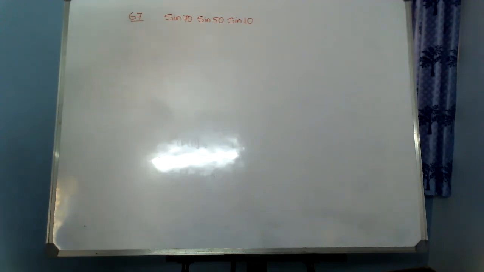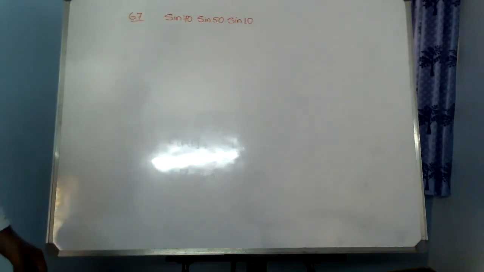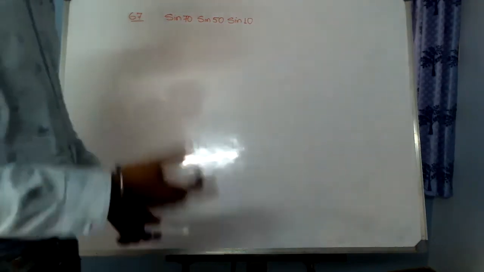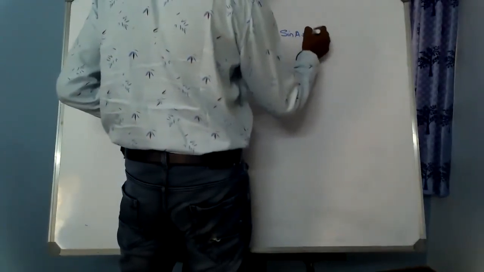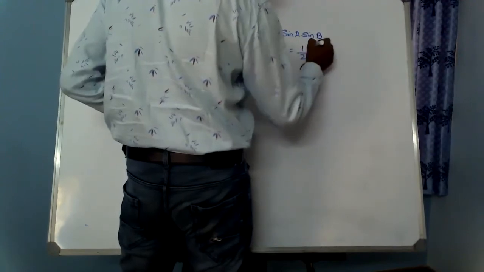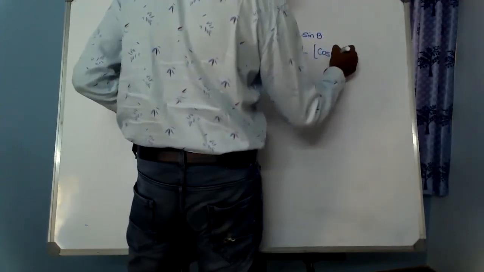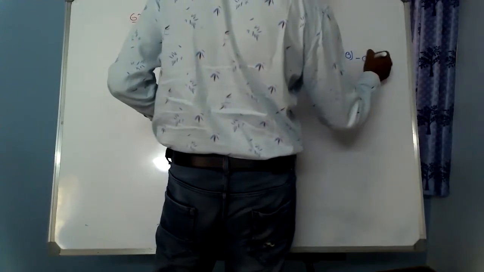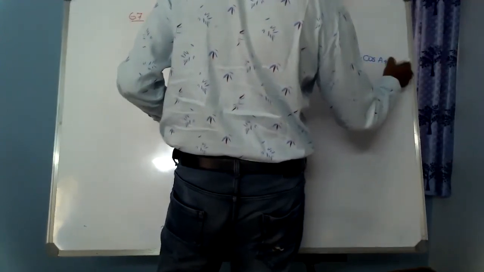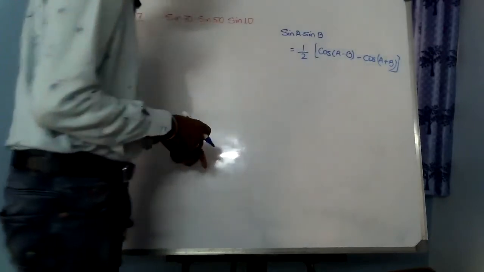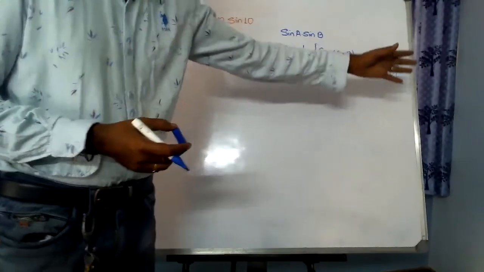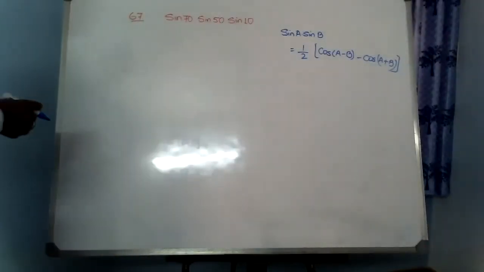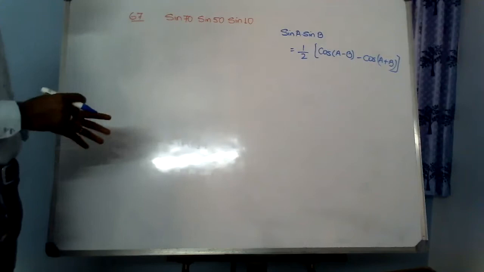We do have the sine A into sine B formula, right? What is that formula? It's half cos A minus B minus cos A plus B. So sine A into sine B is equal to 1 by 2 outside, cos A minus B minus cos A plus B. If you don't take 1 by 2 common, you can write half cos A minus B minus half cos A plus B.